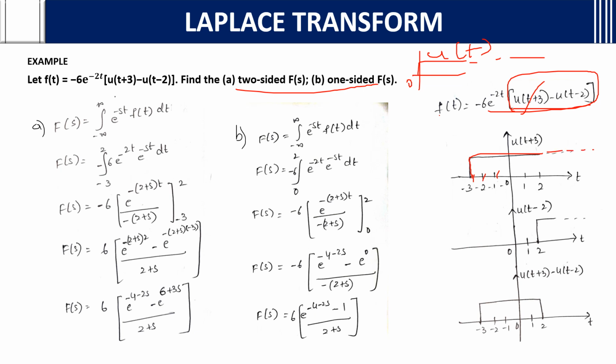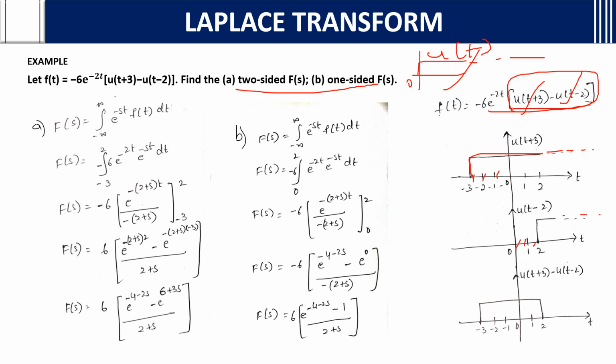Then u of t minus 2, you will write u of t minus 2. It means you need to shift right side, u of t minus 2 means 1, 0, 1, 2. So the u of t function only you need to shift to u of t minus 2, not this u of t plus 3. Okay, u of t function. Why? Because the original u of t function is shifting by 2. So 0, 1, 2. From 2 to infinity.